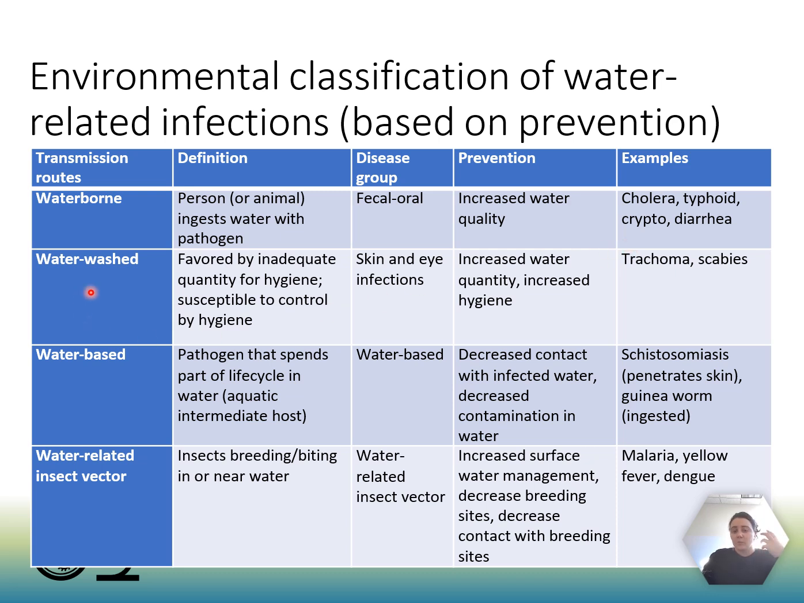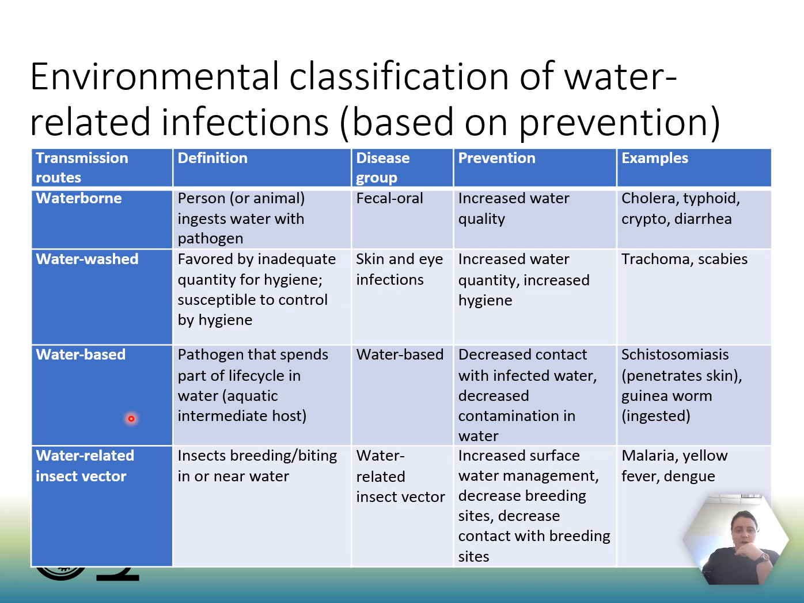Then we can also have what's called water-washed. These are favored when we have inadequate water for hygiene. So we don't have enough water to wash our hands or make sure that we're doing what we need to do. And so this can actually be skin and eye infections. Having more water quality and better hygiene is actually a huge thing with relationship to making sure we don't have transmission of water-washed diseases. These are different from waterborne diseases, and these can be things like scabies, trachoma.